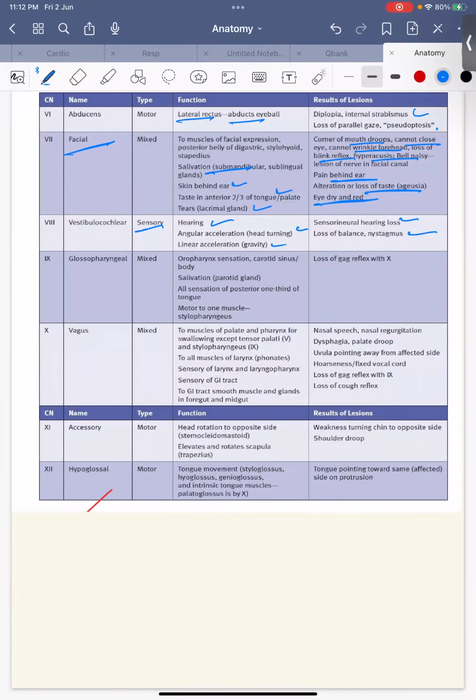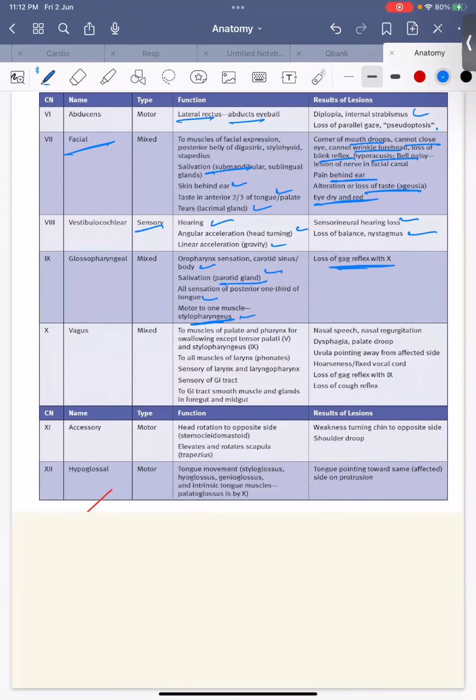Cranial nerve 9, it is for the oropharynx sensation, carotid sinus and body sensations. Salivation using the parotid is via cranial nerve 9, not the 7. All the sensation from the posterior one third of the tongue, and it supplies the motor only to the stylopharyngeus. So it causes the loss of the gag reflex with cranial nerve 10 and loss of taste from the posterior tongue.